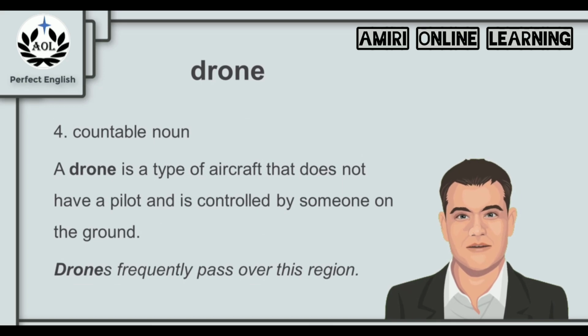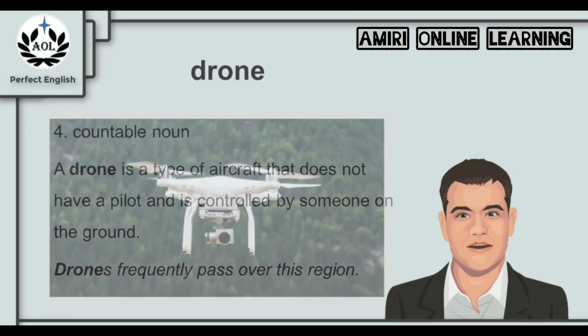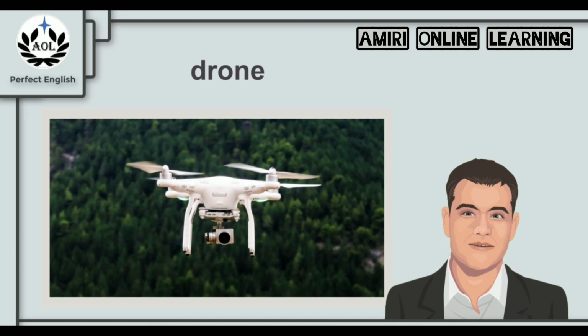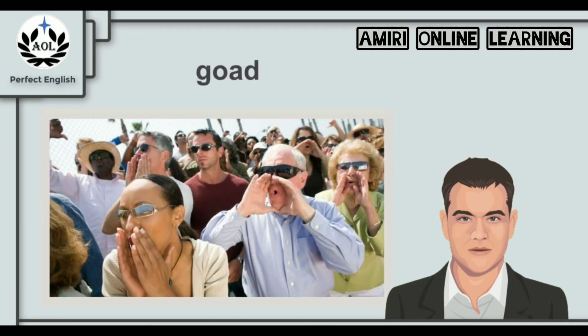And finally, drone is what we just saw in the picture. A drone is a type of aircraft that does not have a pilot and is controlled by someone on the ground. For example, drones frequently pass over this region. So the next time you remember this picture of a drone, obviously remember the word drone and the different meanings it can have.